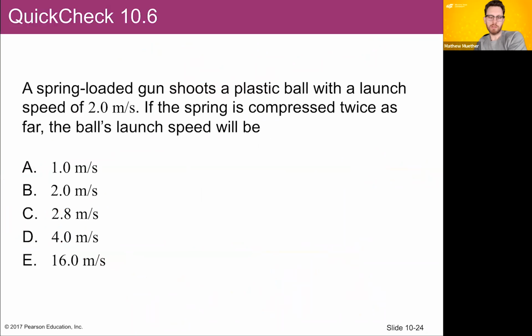Okay, let's try a few quick check problems about spring potential energy here. So let's imagine that I have a spring-loaded gun that's going to shoot a plastic pellet out and it launches the ball with 2 meters per second. How is the speed of that launched object going to compare if the spring is compressed by twice as far? What's that going to do to the launch speed if I compress it by twice as much?